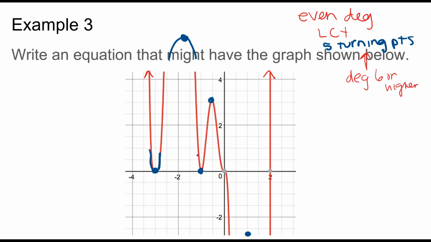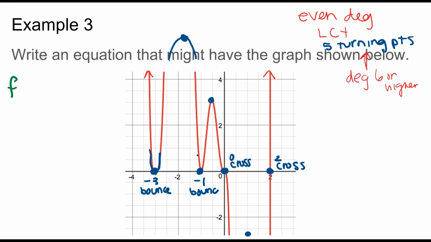All right, so now we're going to go through and label our zeros. So some of these are already labeled. This guy gets labeled and so does this. We're just going to label if they're crossing or bouncing. So that's a bounce. At -1, that's a bounce. At 0, that's a cross. And at 2, that's a cross. And so we're going to start to build this function out.